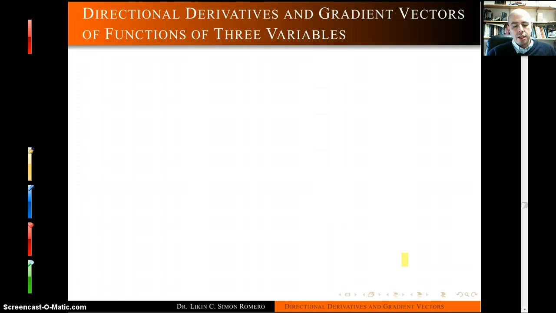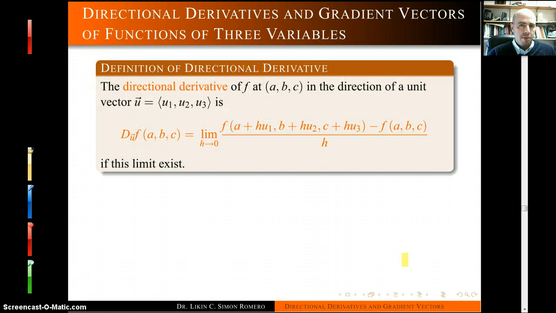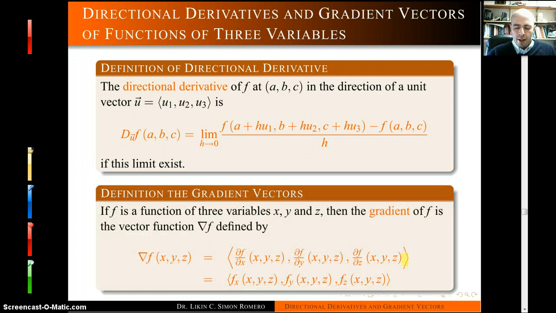So let me just tell you the directional derivatives and the gradient vectors of functions of three variables. The idea is pretty much the same. You can extend the directional derivative to functions of three variables by just adding the third variable, and the gradient vector is going to be the same, and actually the formula for the directional derivative is going to be the same. So you can extend it pretty easily to higher dimensions.